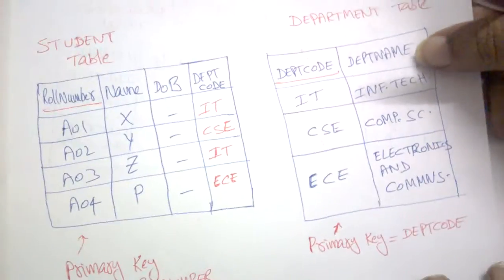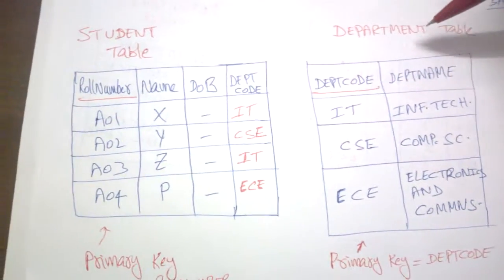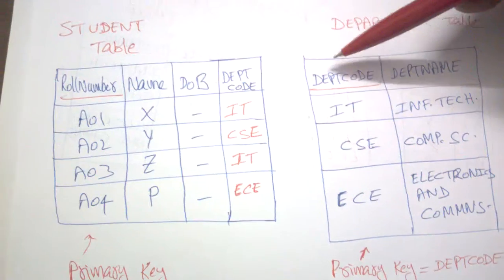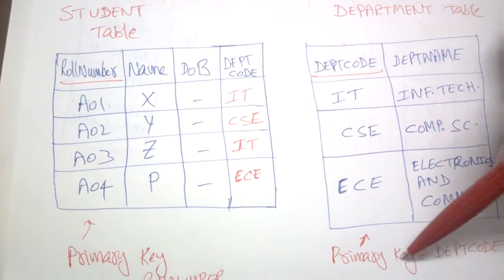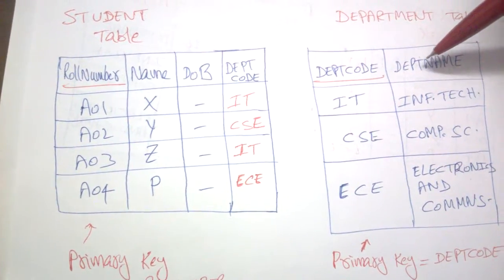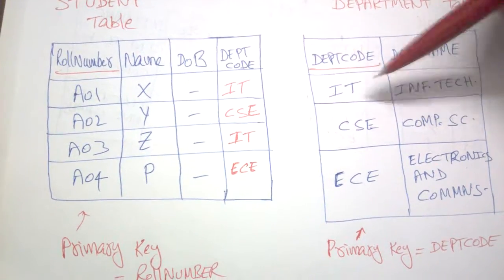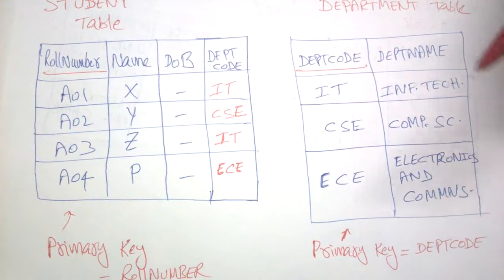Now let's add the department table first. So here we have added a new table. Department code is the primary key here. Department name is another column. It has two columns, and these are the individual rows. IT means information technology, and so on and so forth.